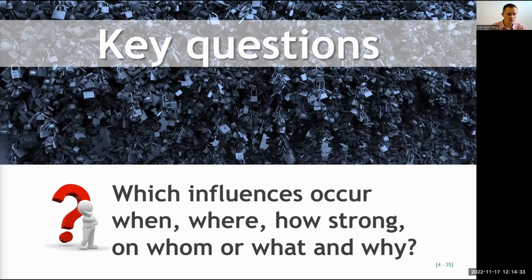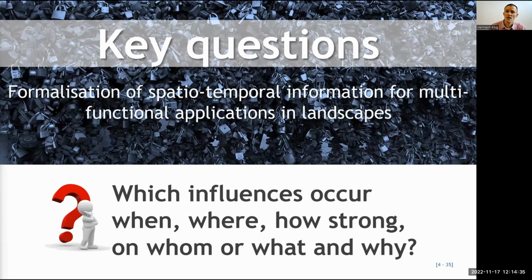being impacted through floodings. So what we are doing here is the formalization of spatial and temporal information for multifunctional applications in landscape. So we have, for instance, blue light organizations being interested in forecasts of flooding of regions. We had the hydrological survey or the tourism agencies interested in the quality status of the lakes and so on and so forth.